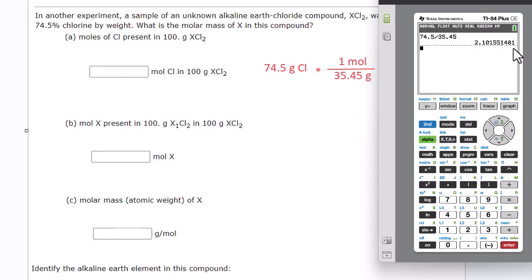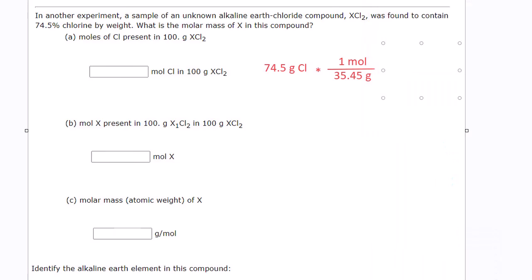And of course, never write out this entire value. If you're going to be showing somebody your work, show it to the approximate number of sig figs. And in this case, it's the 2.10 moles of chlorine. We've got a pretty good amount of chlorine, 2 moles, and that will be the answer here, of course, in this question. But this is just the first start, because we want to find out about X.